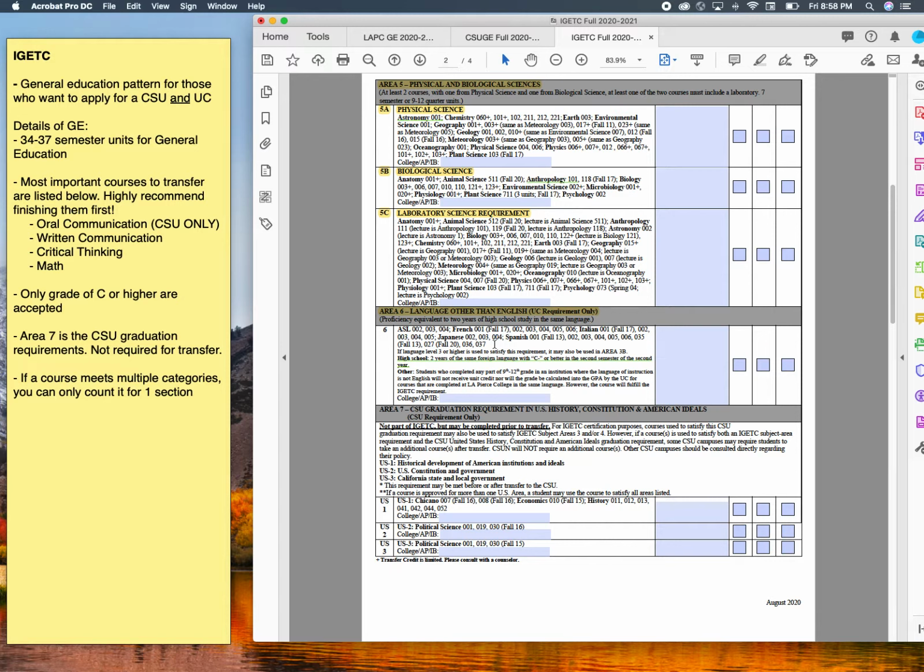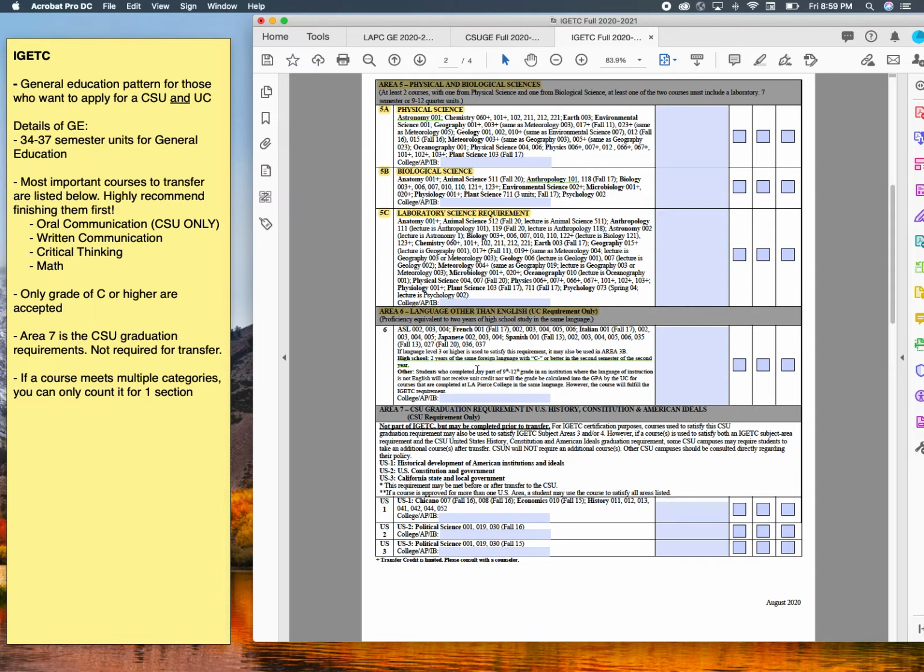Some languages, if you notice, like French, Italian, and Spanish, the first level meets this category. However, some languages like ASL 2 or Japanese 2 require the second level of it. So that means you have to take ASL 1 and then get into ASL 2, and then ASL 2 will meet Area 6. Okay, same thing with Japanese. So I just wanted to share that with you so you are aware that some languages require a second level.